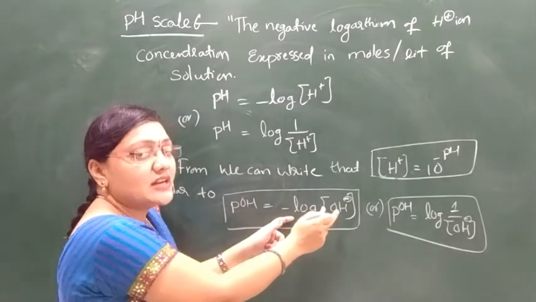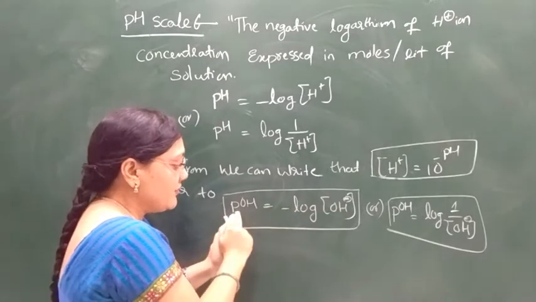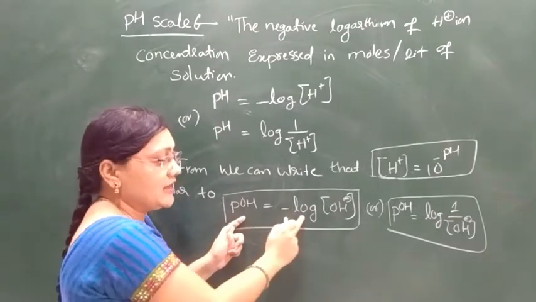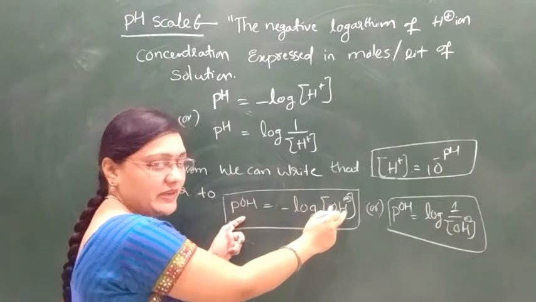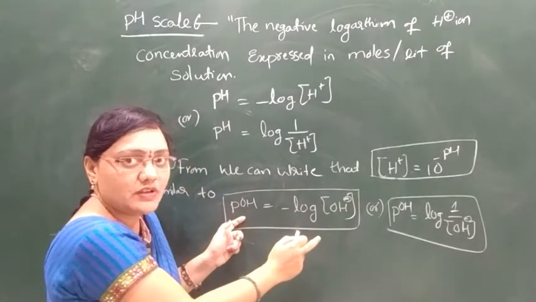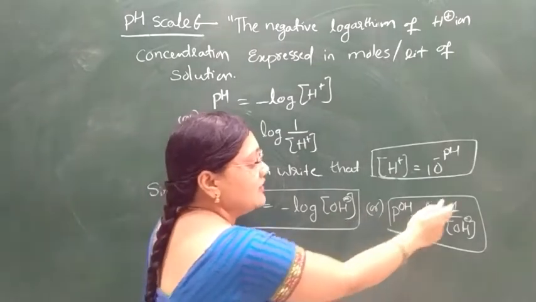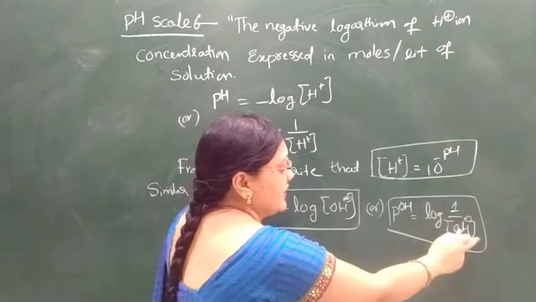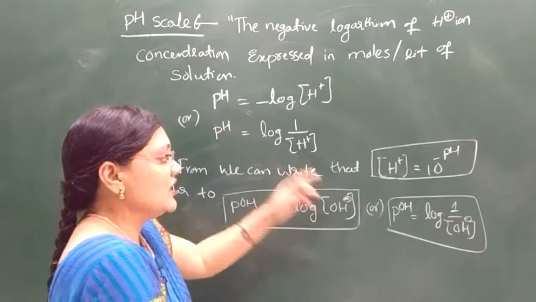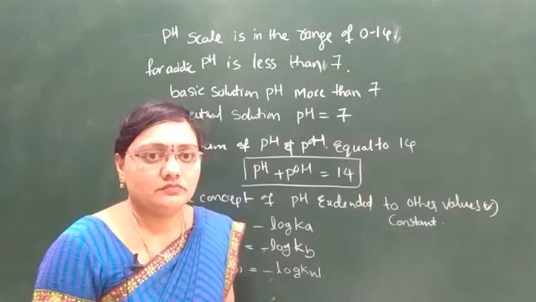OH minus is the hydroxyl ion concentration. The pOH definition is the negative logarithm of the concentration of OH minus ions expressed in moles per liter, or pOH equals log 1 by the concentration of OH minus ions. This is the pH and pOH.